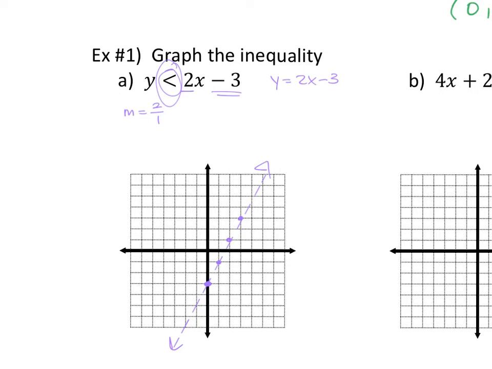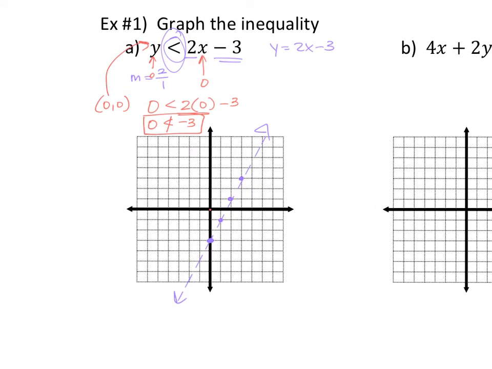Well, if I pick the point 0, 0, if I plug 0, 0 into this, so I'm going to put a 0 here and a 0 here, I'm just plugging in the point 0, 0 into my equation. It would say 0 is less than 2 times 0 minus 3, which is 0 is less than 0 minus 3. So basically it's saying 0 is less than negative 3. And you have to ask yourself, is that true? That is not true, right? 0 is not less than a negative number. So when it's not true, you don't want to graph 0, 0 as part of your answer. So instead of shading this side of our graph, we're going to shade away from the 0, 0. We're going to shade this side.